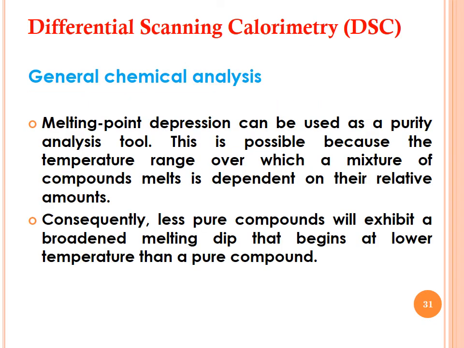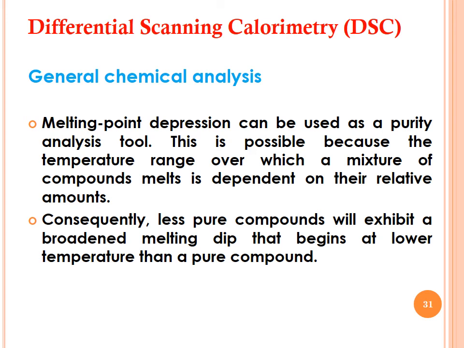General chemical analysis can also be done by DSC. Melting point depression can be used as a purity analysis tool. This is possible because the temperature range over which a mixture of compounds melts is dependent upon their relative amounts. With impurity, the melting point of any chemical drug molecule or compound will decrease. Consequently, a less pure compound will exhibit a broadened melting dip that begins at a lower temperature than a pure compound.